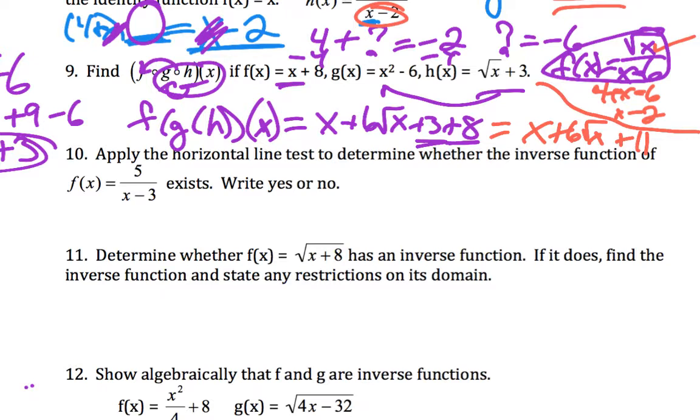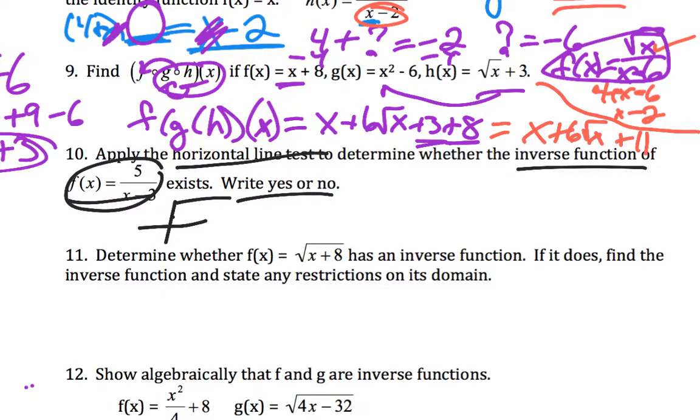Number 10, apply the horizontal line test to determine whether the inverse function here exists and write yes or no. So I graph this, and it's going to be something like this. And horizontal line test, as you're going horizontally up, do you ever cross more than once? And the answer is no, so it does exist because it did not touch it more than one time.